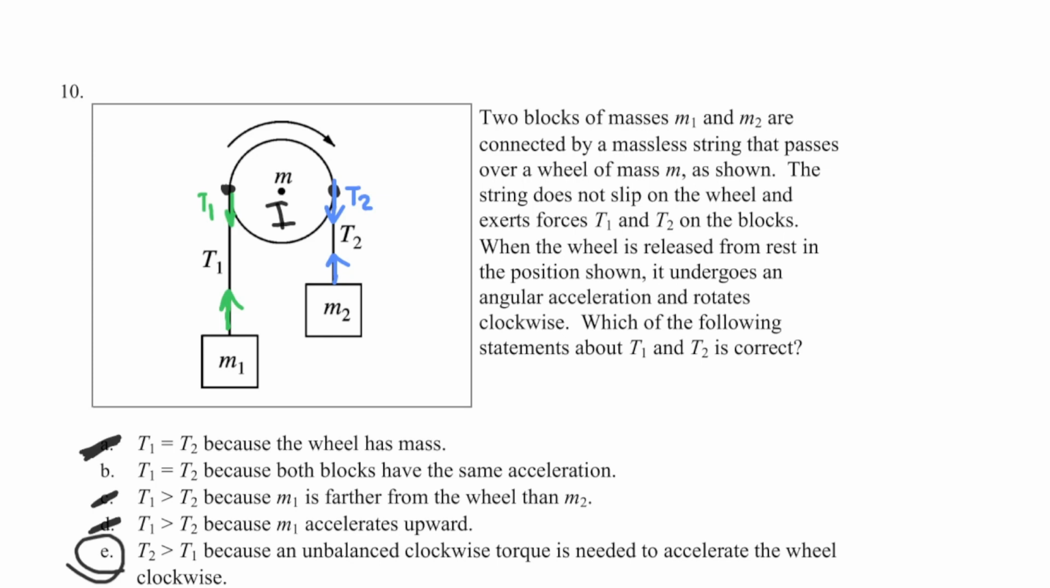And again, we can eliminate B in hindsight because the blocks having the same acceleration really doesn't relate to the tensions. Actually, just by looking at F net equals ma, you could see that if T1 equals T2, they wouldn't have the same acceleration unless the masses were the same.